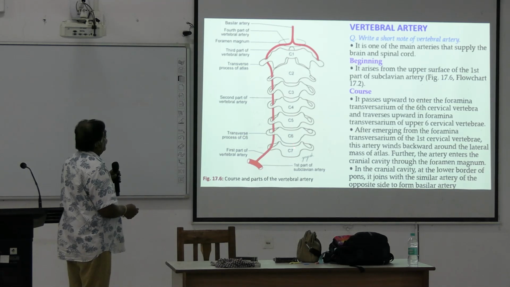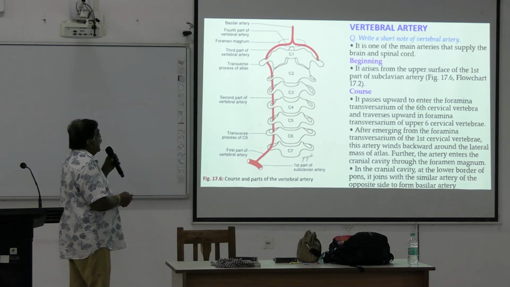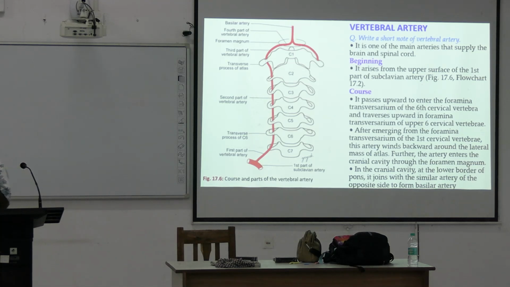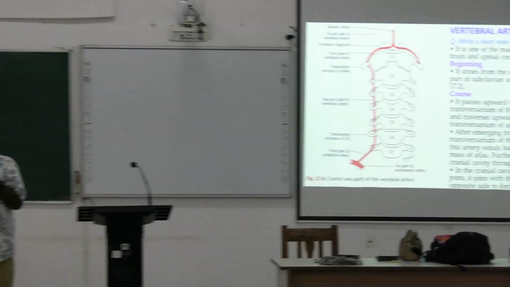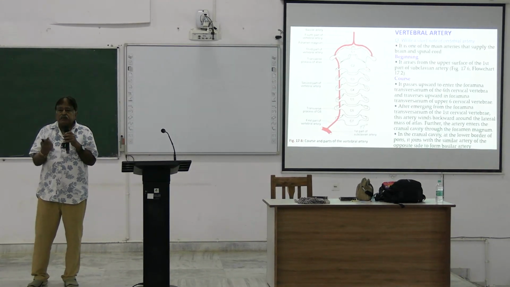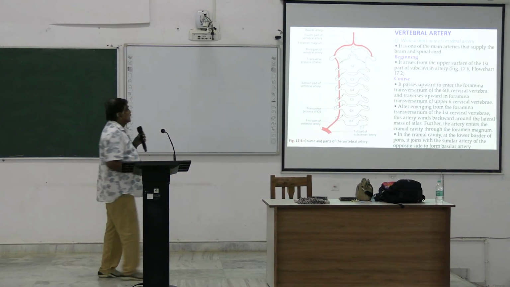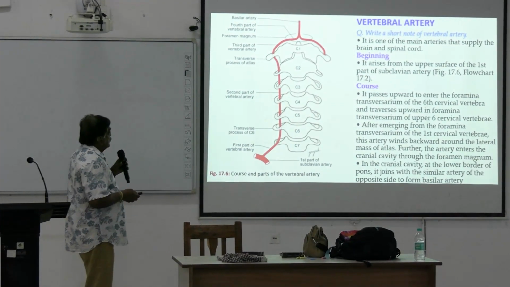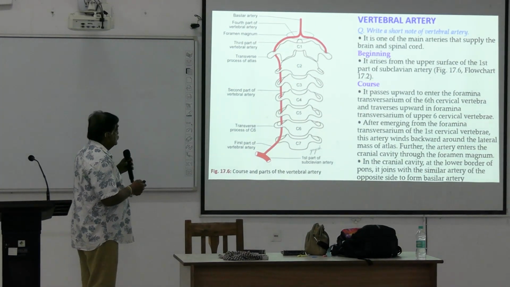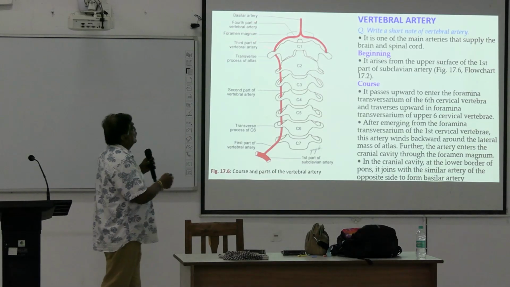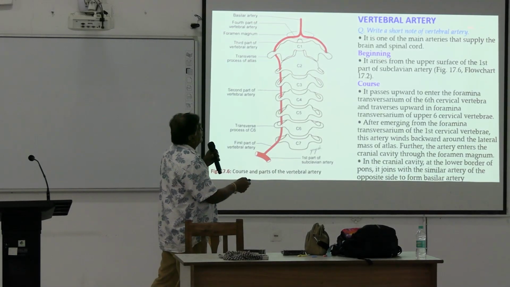Seven cervical vertebrae. Now, the interesting fact is that the transverse processes have foramina. Examiners will ask you what passes through these foramina. Then you tell them it is the vertebral arteries that go along the foramina. Parts and course of the vertebral artery. This can be a question: write a short note on the vertebral artery.